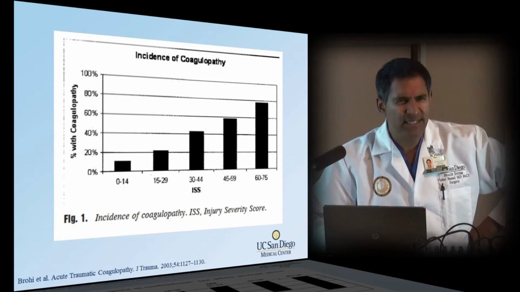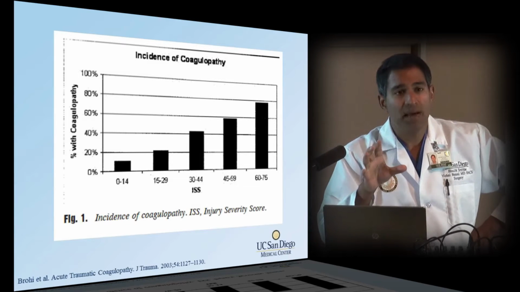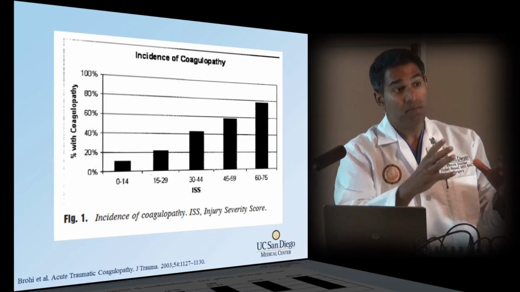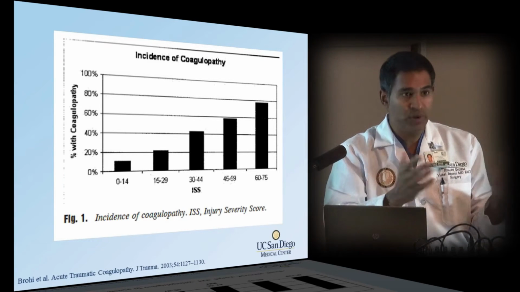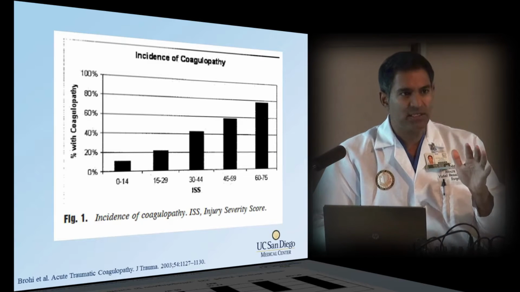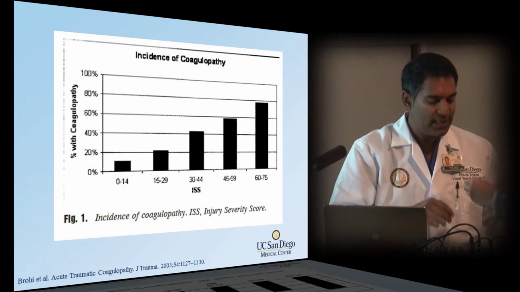Do you guys know what ISS is? ISS is called Injury Severity Scale. And we assess that by how injured the patient is in multiple areas: head, chest, belly, extremities, and that gives you an injury severity scale. 20 to 25 is kind of our cutoff for really injured versus not so injured.